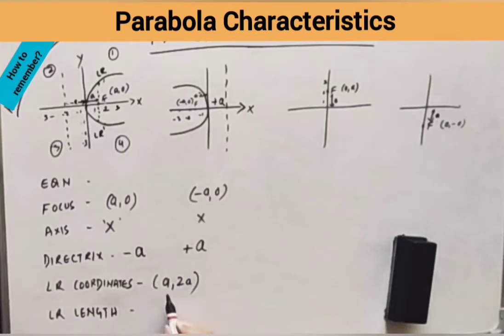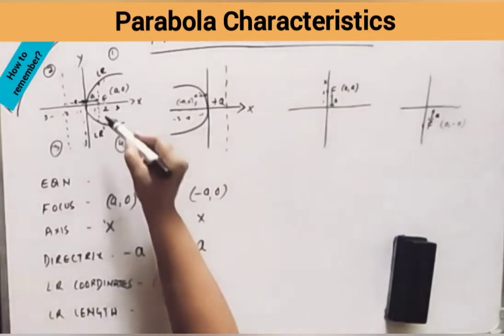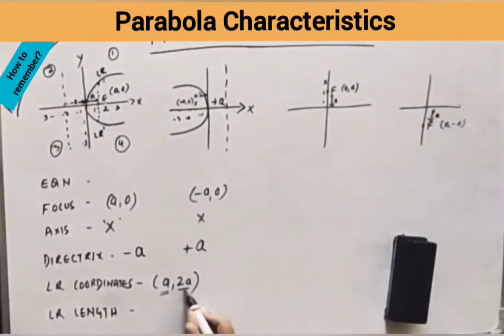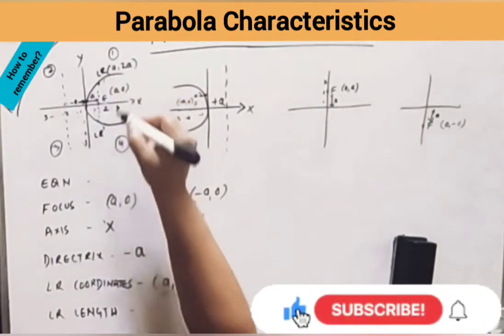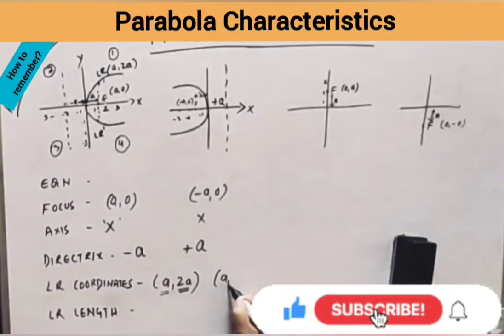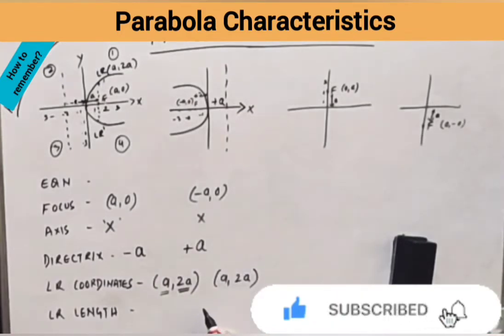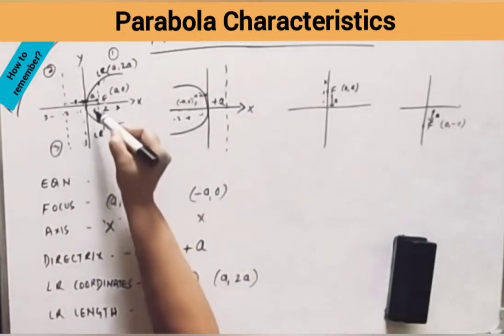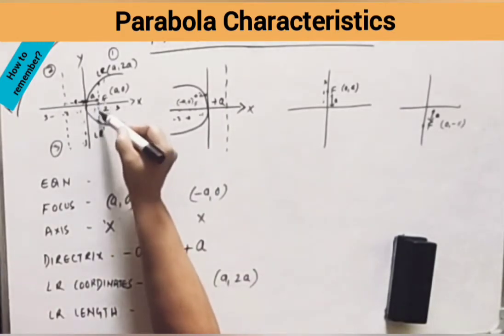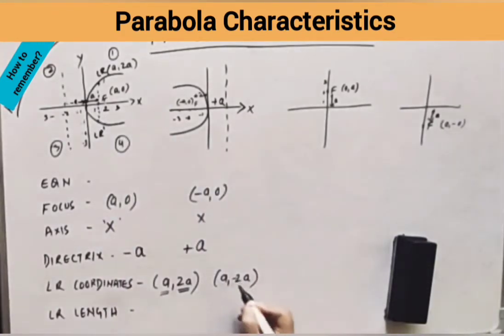In the sense, one side is a, which is nothing but the distance between the focal point to the vertex, and the other side is 2 times of the distance. So what is the coordinate of the other side? This is a, 2a. The other side also would be the same thing, right? A, 2a only, but with a sign difference. Now, where will we put a negative sign here? Because the other side is on the negative side here. So, x is positive, it's y that is negative. So, y is minus 2a. So, this is the LR coordinates.